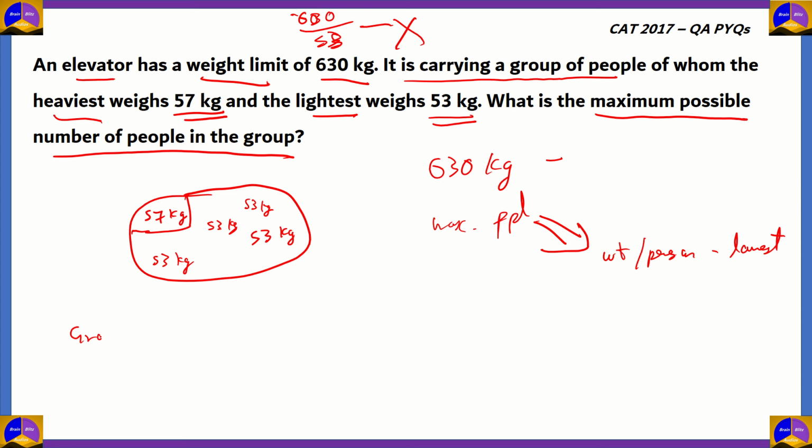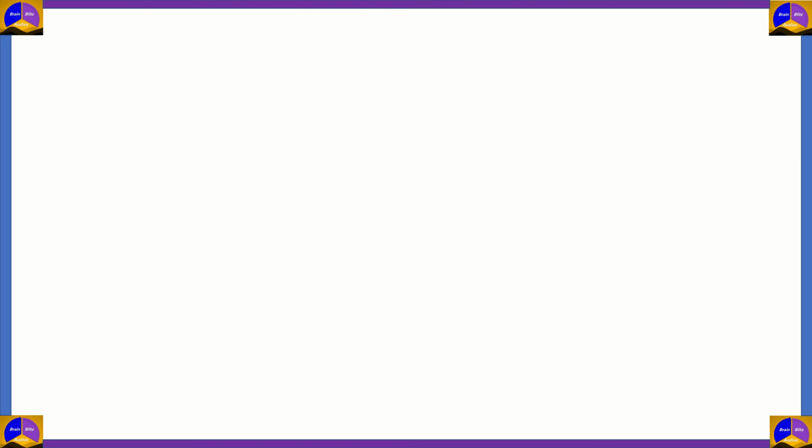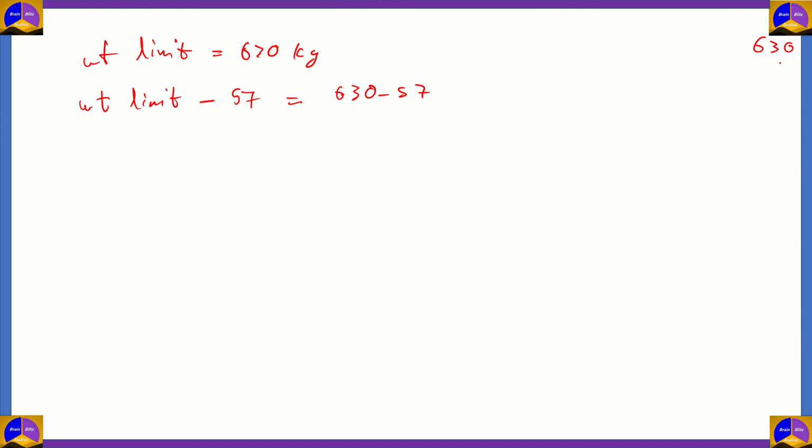So the group will consist of one person weighing 57 kgs and let's say X people weighing 53 kgs. Now, how do we find that X? So if you look at it, the weight limit was 630. Now, we will do weight limit minus 57, which would be 630 minus 57. We'll just do that here.